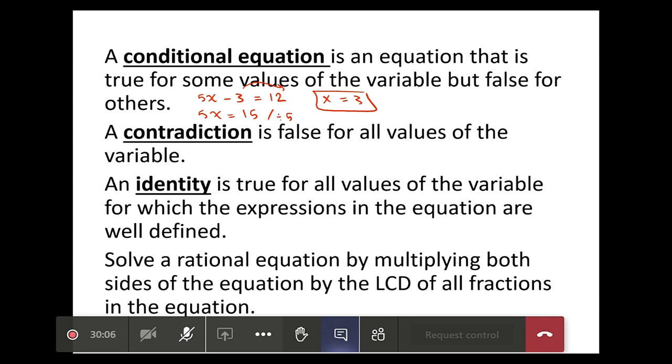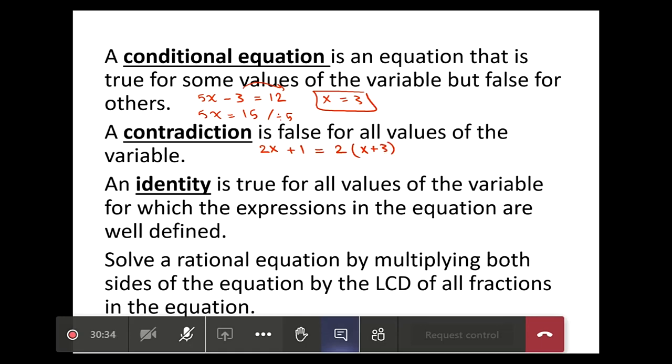As for contradiction, we have no solution for this equation. I don't have any solution for this equation. For example, 2x plus 1 equal 2 multiply x plus 3. Okay.